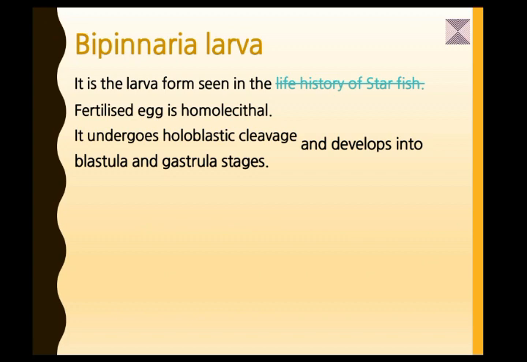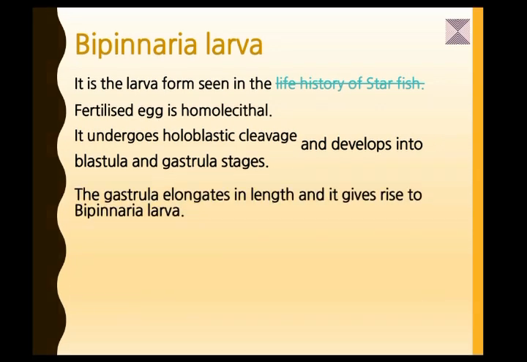Now here, the fertilized egg is homolecithal, and it undergoes holoblastic cleavage and develops into the blastula and then the gastrula stages. So this is the case of the starfish. Here we have the homolecithal types of eggs, and they undergo cleavages, going on to the blastula and the gastrula stages. After that, the gastrula elongates in length and gives rise to the Bipinnaria larva.